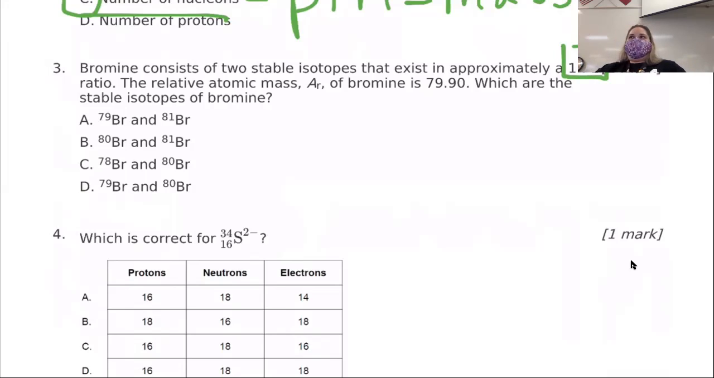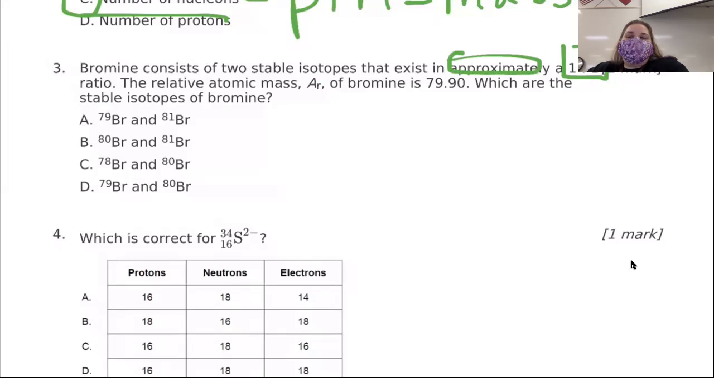So think about when we do our balancing equations and we say something's a 1-to-1 ratio. What does that mean? They're the same amount, right? So when they have a 1-to-1 ratio, that means they both have like a 1 coefficient. So they're using the same amount in a chemical reaction. So if something is a 1-to-1 ratio, that means they're equal amounts. And so this one, notice it says approximately. So they're telling us it's almost equal. It's almost a 1-to-1 equal ratio.